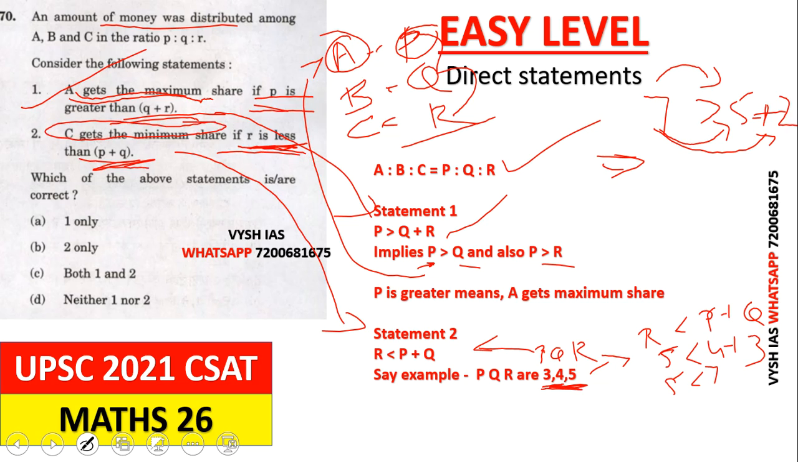We assume 3, 4, 5, right? That is ABC's share, like this. They are telling that C gets the minimum share. But no, C gets the maximum share in that assumption.